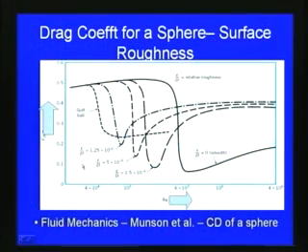Here is a plot taken from the fluid mechanics text by Munson et al., where the drag coefficient for a sphere with respect to surface roughness is shown. The Reynolds number is on the x axis and the coefficient of drag is on the y axis. This is the case for a sphere. You can see that with respect to the Reynolds number and the relative roughness of the sphere, the drag coefficient varies depending upon the roughness.